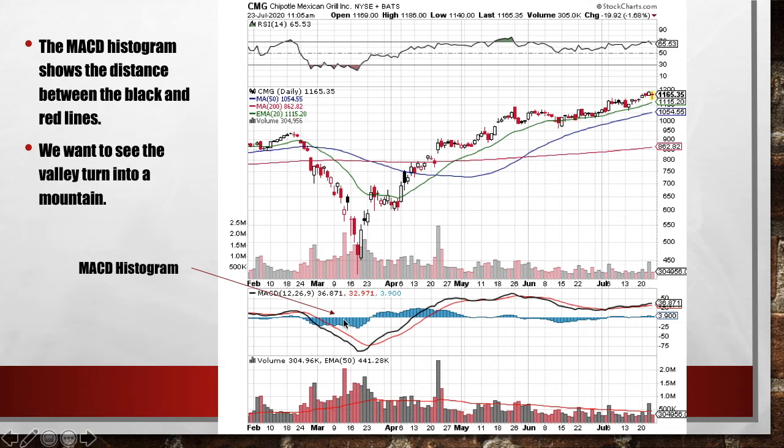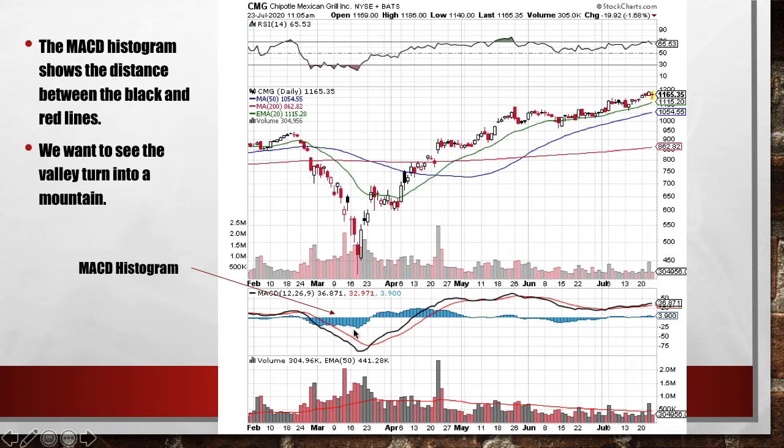The MACD histogram also gives us some visual information. By histogram, I mean these blue bars over here. And I like to call it valleys and mountains. What this does is it visually represents the distance between the black and the red line, okay? And what we want to do is see the momentum change. We want to see that valley turn into a mountain. And just at that point, when the valley is turning into the mountain and crosses this zero line, you see the zero line over here? When you see that cross where you finally have the first bar above the zero line, that indicates that there has been a cross and the momentum is changing.